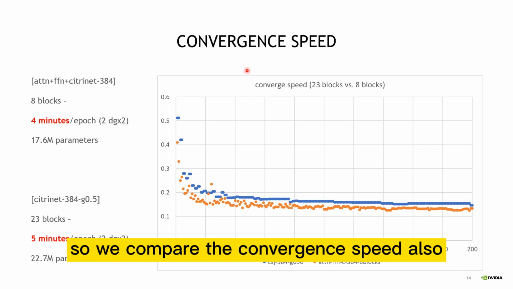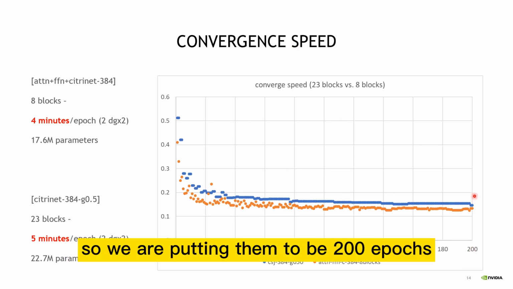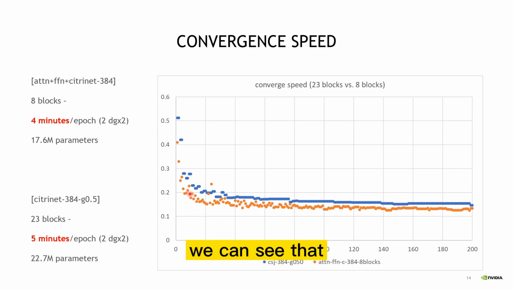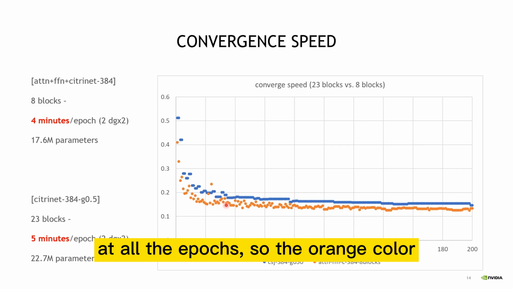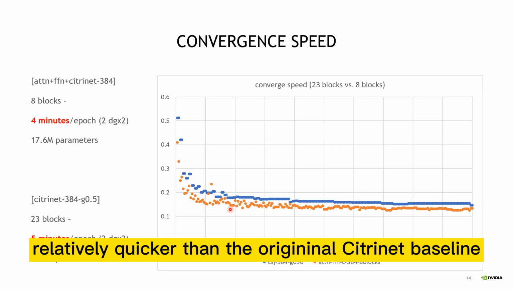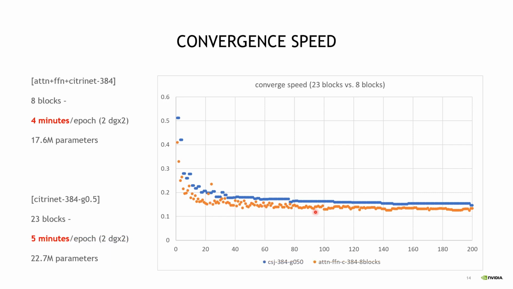We also compare the convergence speed. We train for 200 epochs, comparing attention enhanced Citrinet and the original Citrinet. We can see that at all epochs, the orange curve converges relatively quicker than the original Citrinet baseline.